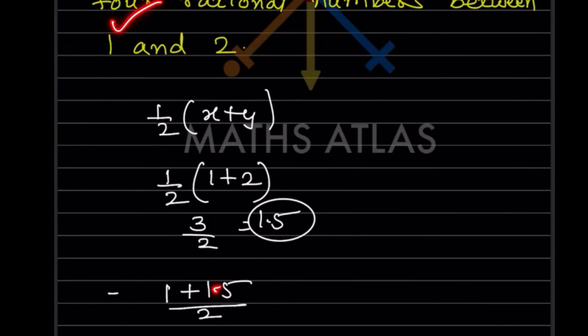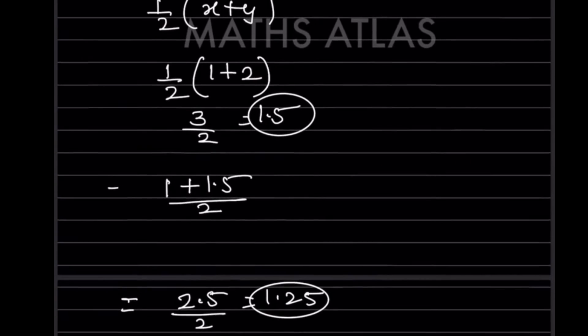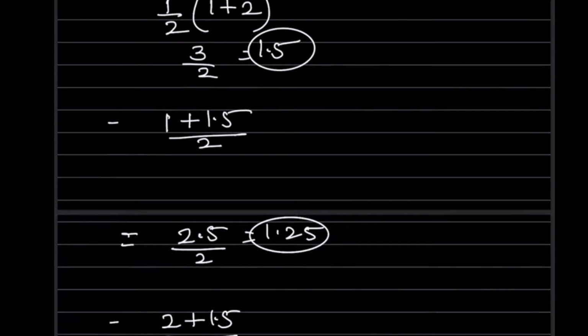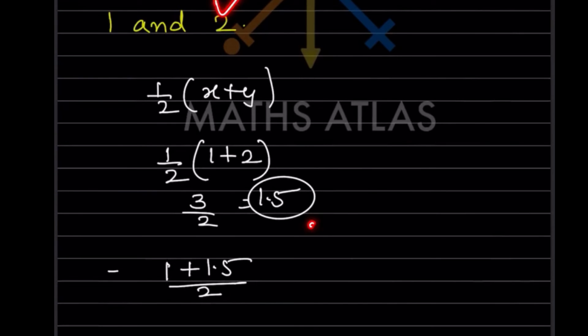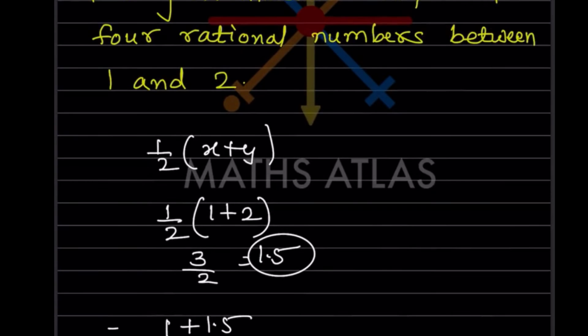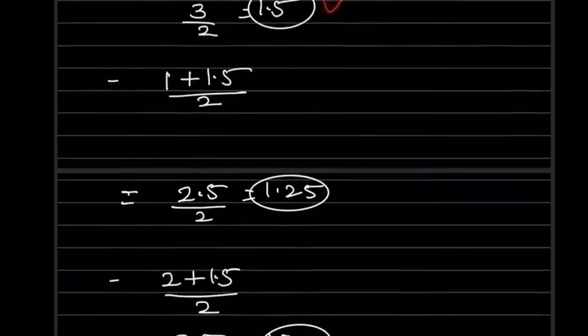Now what will you do? In this one, again you are going to write this 1.5 divided by 2, or you can also write 1 by 2 at the start. If you are writing 1 by 2 in the start or dividing by 2, both are going to be the same. So that is going to be 1 plus 1.5, that means 2.5 by 2. When you divide this, you get 1.25. So this is the other number. Again, what will you do here? To this number, you are going to add 1.5. So you will write 2 plus 1.5 by 2, that is going to be 3.5 by 2, that is 1.75.